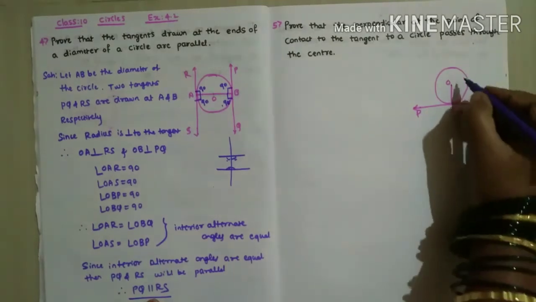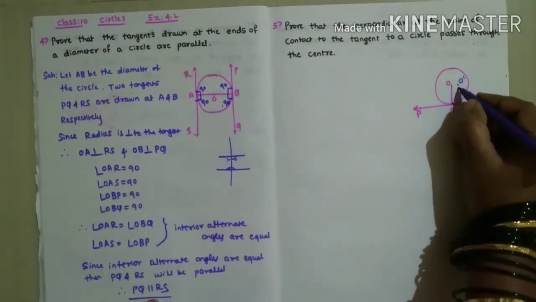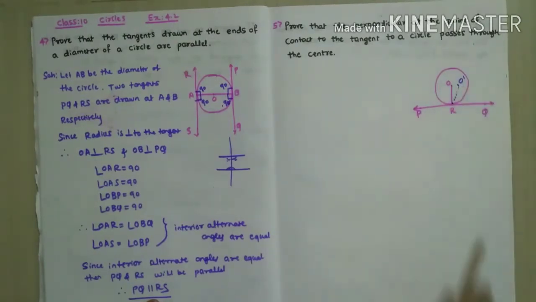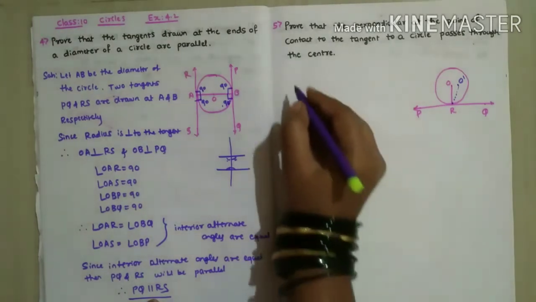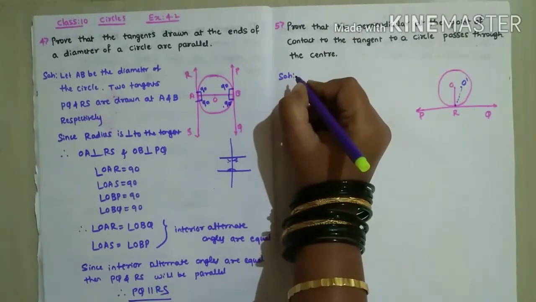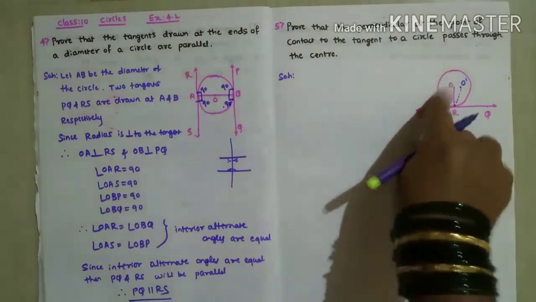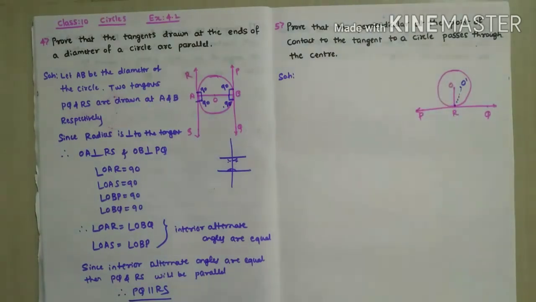So for that I will take one more point here, O dash, which is not the center. This line is passing through O dash, meaning O dash is not the center here. So I will just assume like that. We will prove this sum by the contradiction method: we make a wrong assumption, and if our assumption is wrong, then we have to say that OR passes through the center only. Like that we have to prove this result.